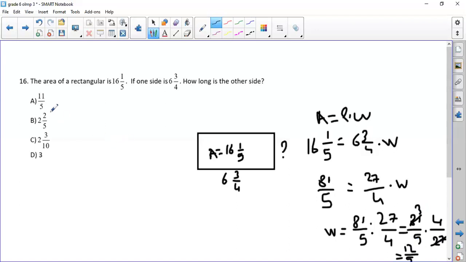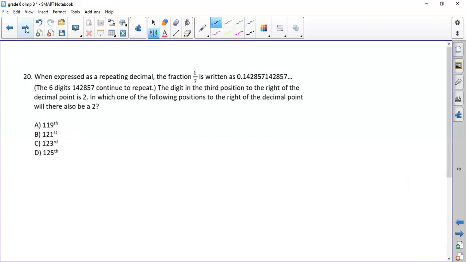Now let's check the answers. Do we have any 12 over 5? No. But we know that this one is an improper fraction, so I can convert it into a mixed number. 12 divided by 5 will give me 2, minus 10. And what is the remainder? The remainder is 2. So as a mixed number, this will be 2 and 2 over 5. 2 whole, and the remainder is 2, 2 over 5. So the answer will be B, 2 and 2 over 5. Okay, let's pass to the next question.